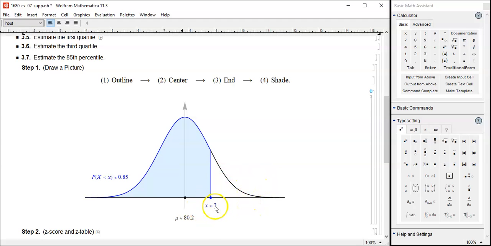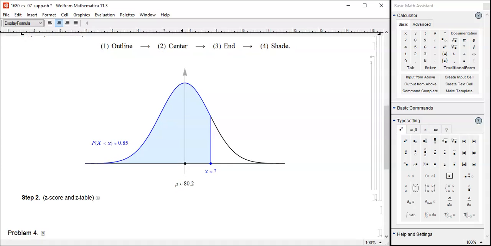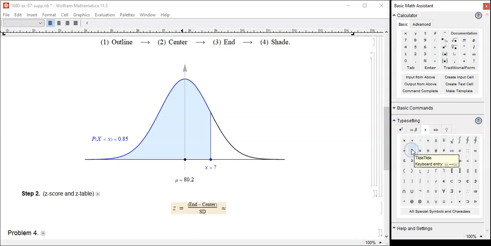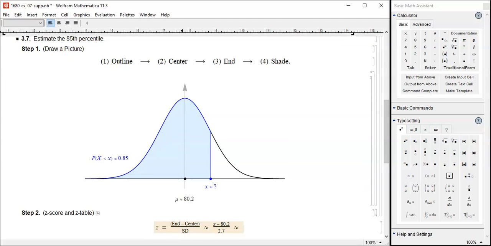All right, I'm looking for this end. How do you find it? The same deal. Z-score is end minus center over SD. And in this particular case, end is unknown. X minus center 80.2, that's the mean. And the standard deviation is 2.7. And that should be equivalent to a certain z-score associated to about 85%. So let's go to the table again.